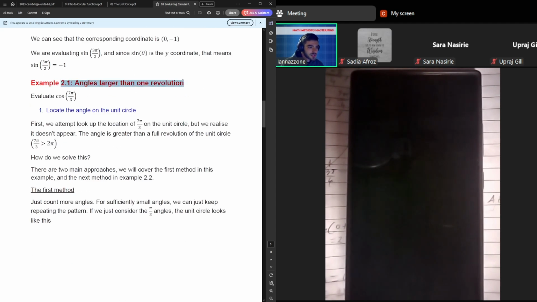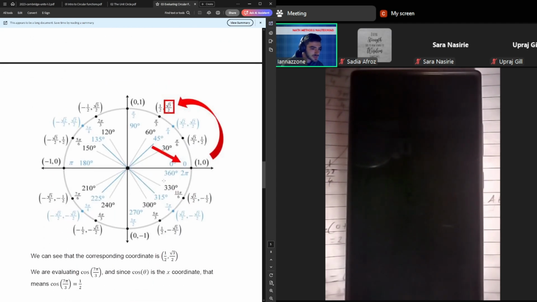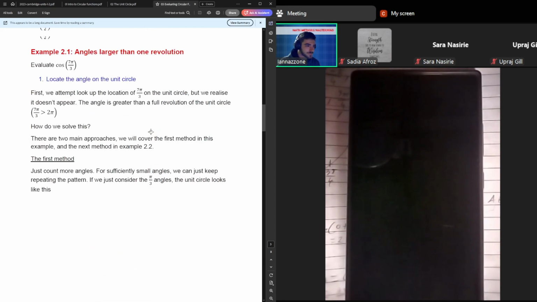You'll come across a case where your angles will be larger than 1 revolution. So if you try to look on your unit circle for where 7 pi over 3 is, you're just not going to find it, right? The last pi over 3 angle caps out at 5 pi over 3, technically 6 pi over 3, if you want to think about it. So you've got to imagine how we're going to work that out.